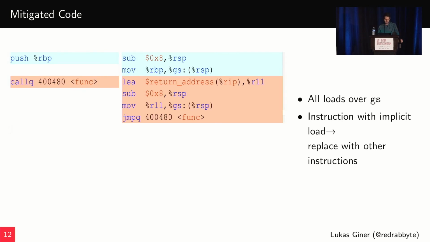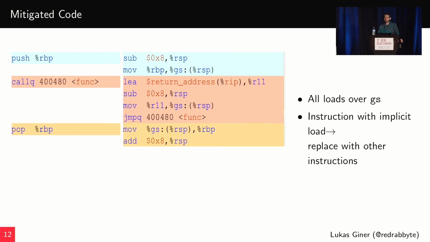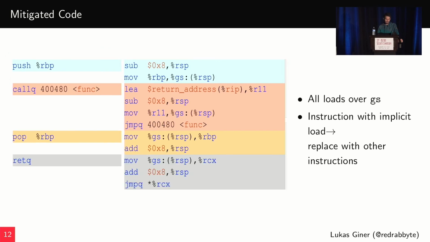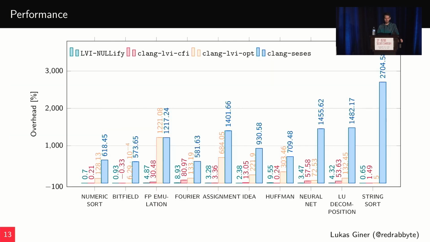So you'll find here again the push in the call, and first a calculation of the return address. And then we jump to our target. And then we do the reverse thing for pop, and then return. Those aren't all the instructions that needed to be replaced, but some major ones. Okay, and it turns out that this actually works fairly well.